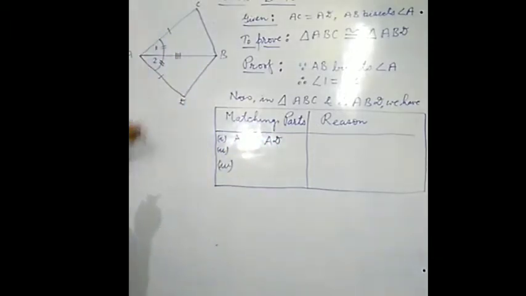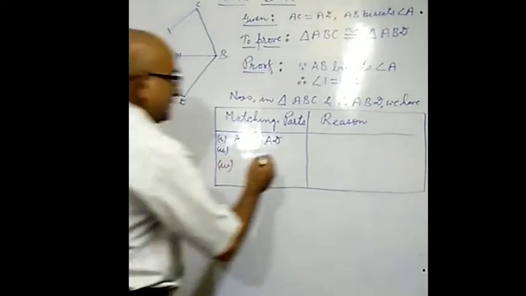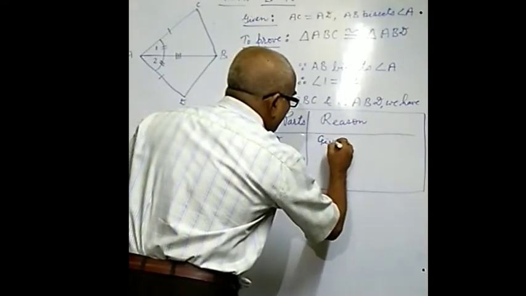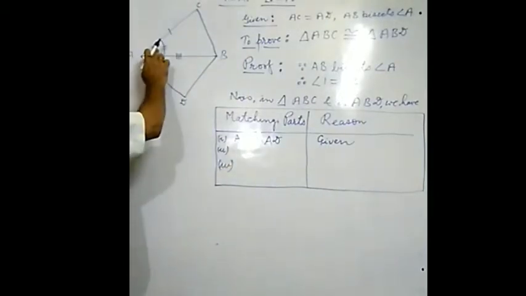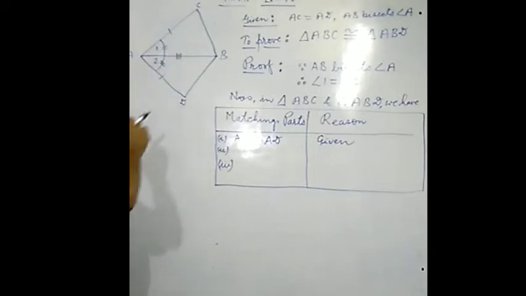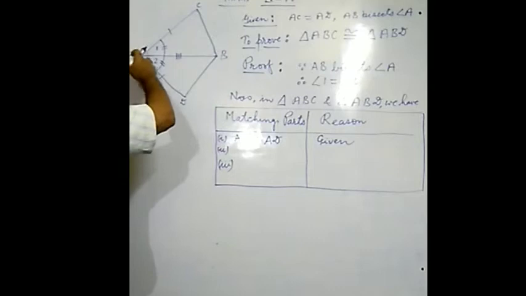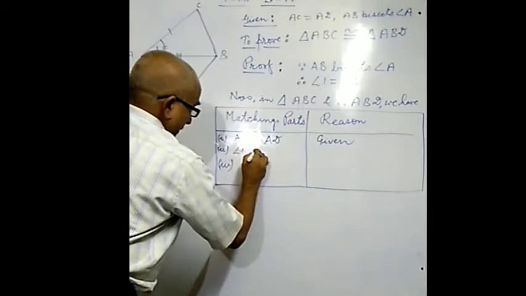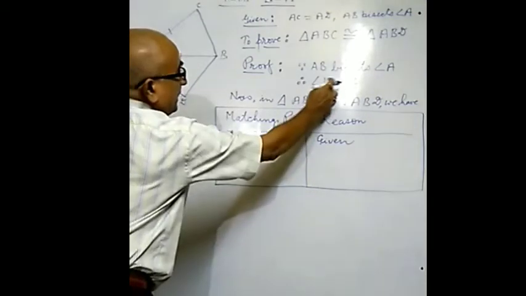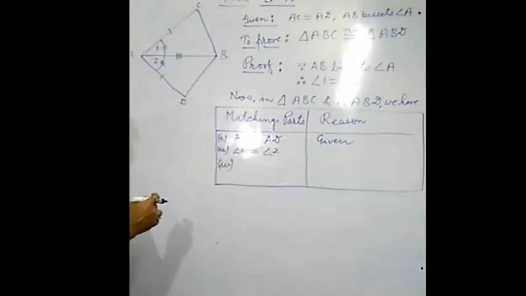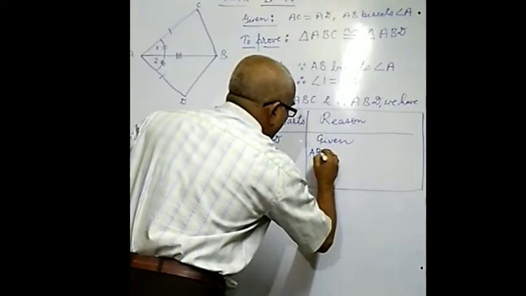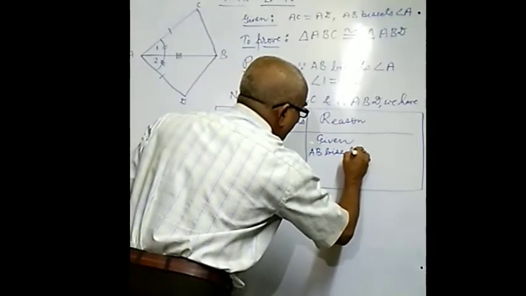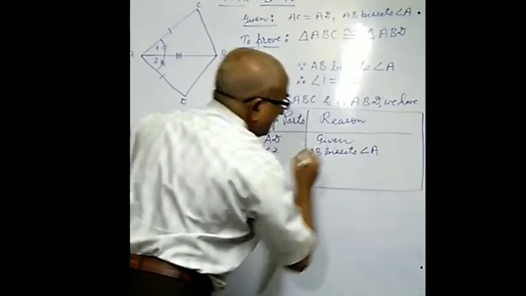And what reason for this one is there? AC equal to AD. How can you say? It is already given here. So the reason is given. You may write the reason: given. Again, angle 1 equals angle 2 because AB bisects angle A. So we have to note down angle 1 equal to angle 2. Here we have proved angle 1 equals angle 2. And what reason will be there? AB bisects angle A. This is the reason.